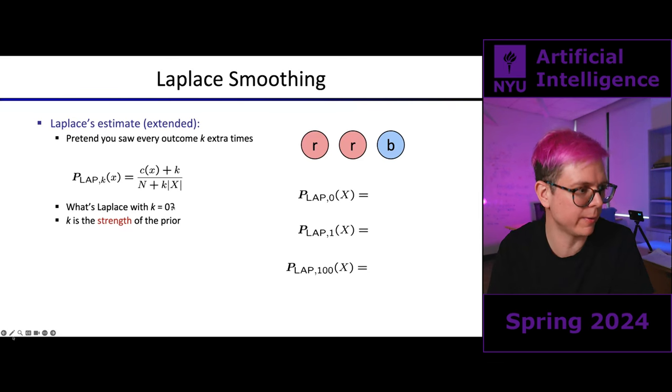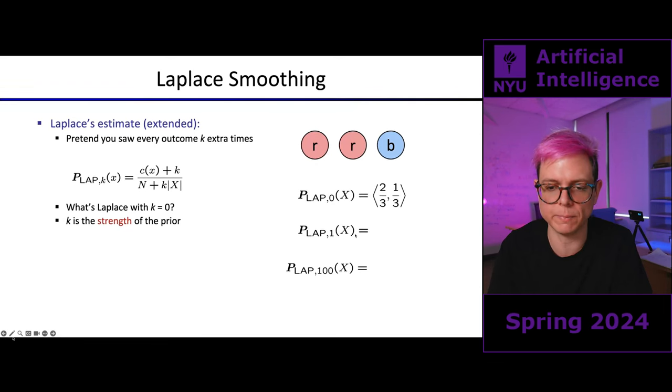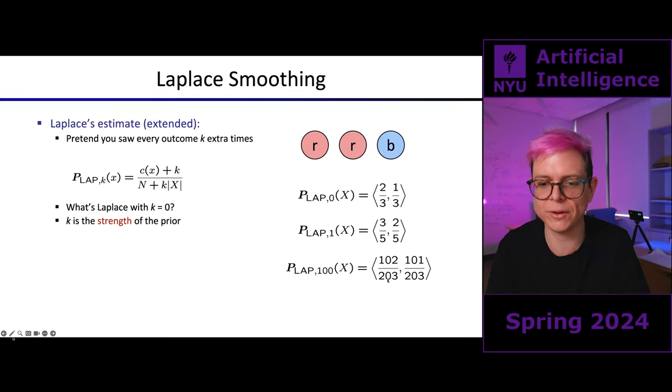The original empirical rate. Very good, Alan. All right, so we start here, 2/3, 1/3. Then what is K equal one? Basically the one we saw in the previous slide. What is Laplace, K equal 100? Well, it's going to be this with 100 inside. So I'm going to be getting something like 102 over 203 and 101 over 203. If you compute these numbers, it's going to be 0.5, 0.5.